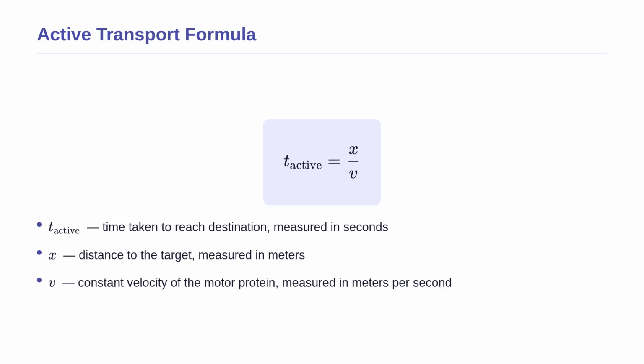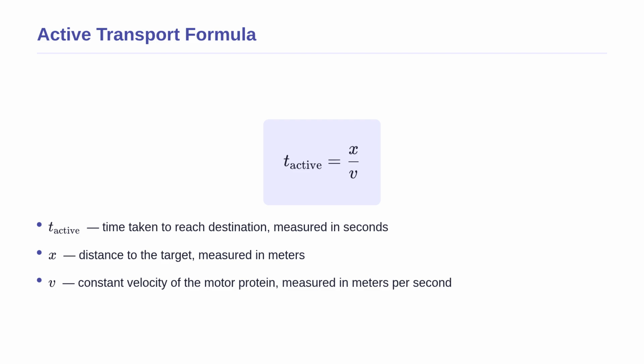Since diffusion is clearly too slow, cells use motor proteins, which brings us to the active transport formula. This is an active, directed process driven by ATP energy. The formula is a simple linear relationship, much like a car driving down a highway at a constant speed.